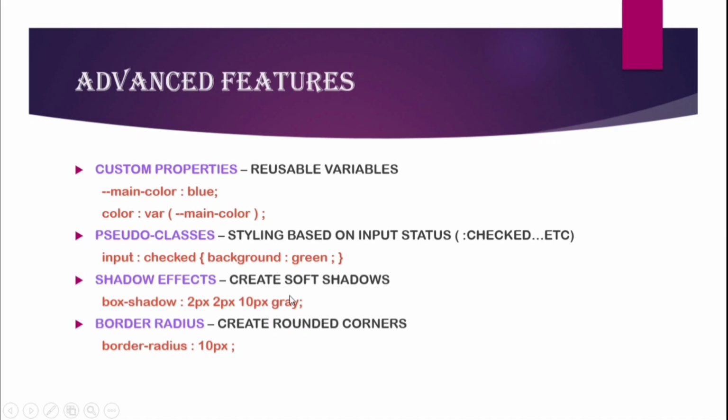Then we have border radius. It creates rounded corners. This is one of the most important topics. Also, you can say you create a rounded border. You can also create an exact circle. You can create one rectangular box, and you just have to mention border-radius equal to 50%. It will create an exact circle. It is also one of the advanced features available in CSS.